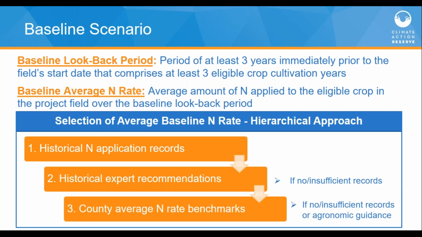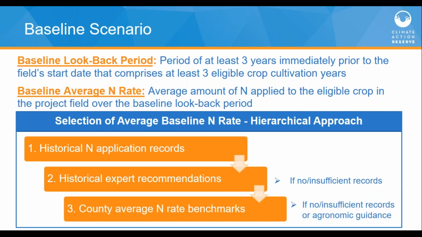baseline period. And so in this protocol, we have 3 different options for selecting or calculating that average baseline N rate. The first and foremost, most important, is using actual historical N application records. This would be the most likely situation of business as usual, what we'd expect going forward, and it's site specific. However, we understand that it might be difficult, especially the further you go back, to retrieve records or sufficient records.